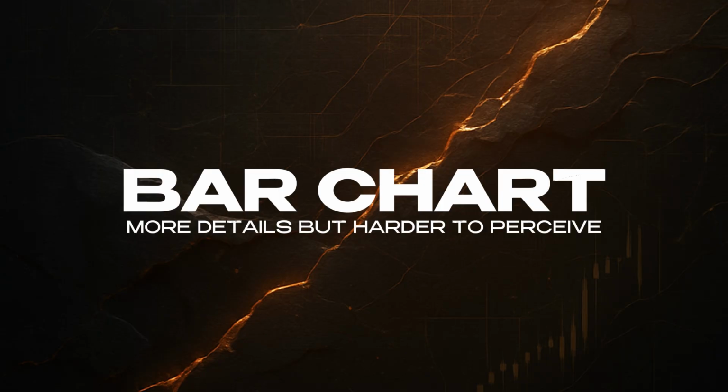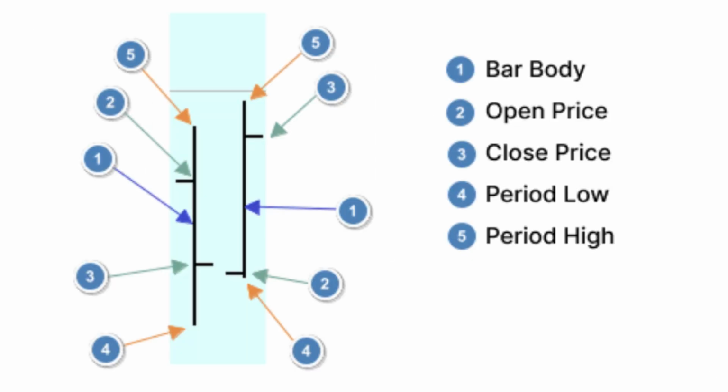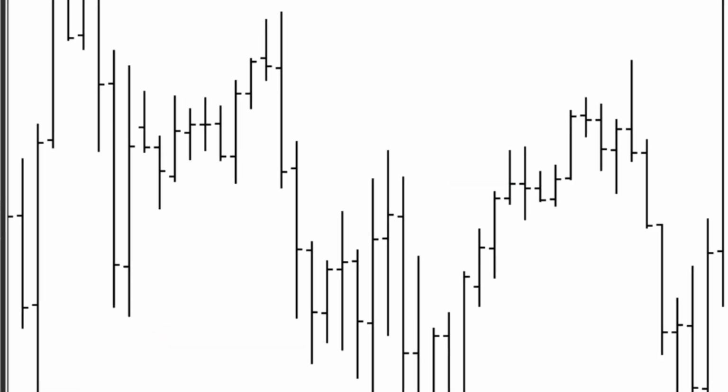Bar chart, more details but harder to perceive. The next type is the bar chart. The bar already shows four values: the opening price, high, low, and close. On the left of the bar is the opening mark. On the right is the closing mark. The vertical line reflects the range of movement for the period.